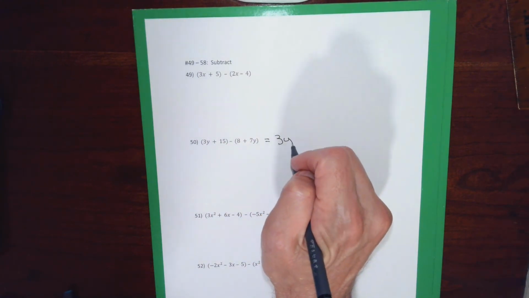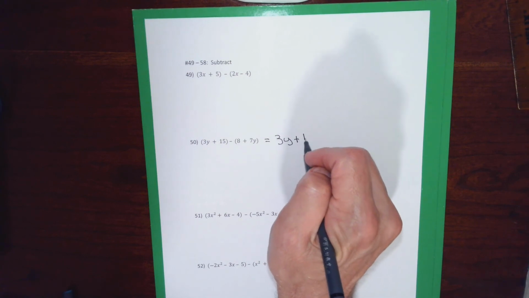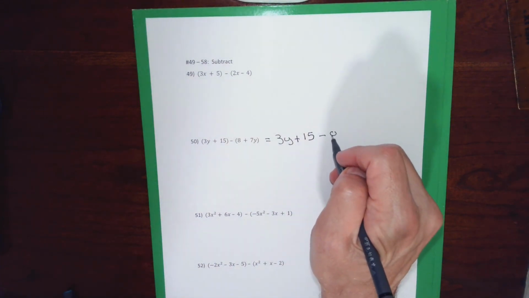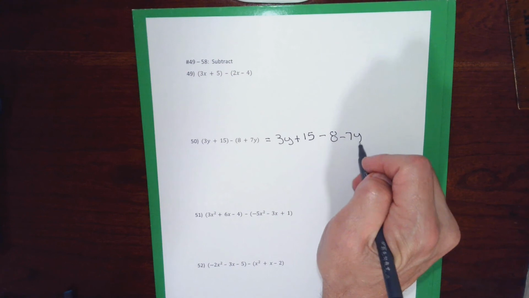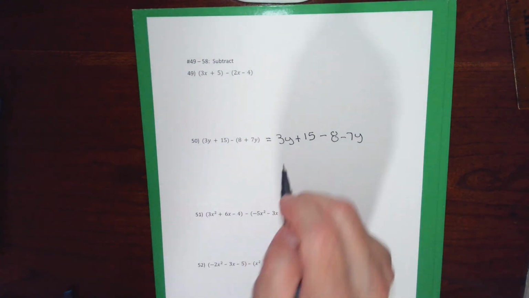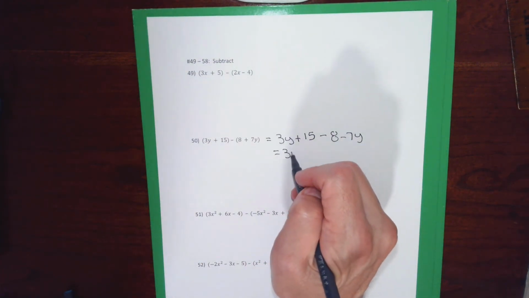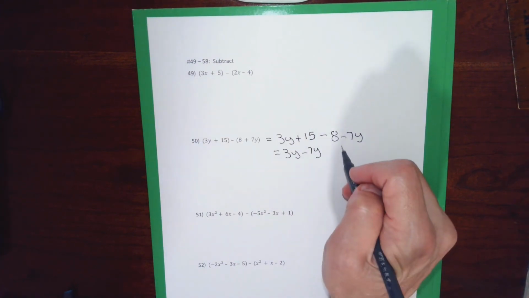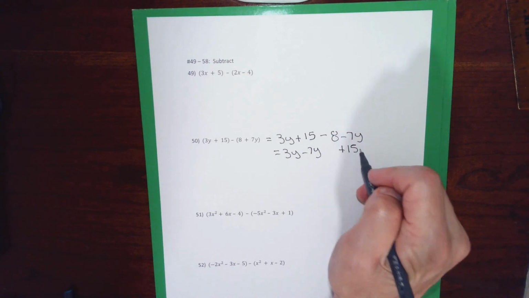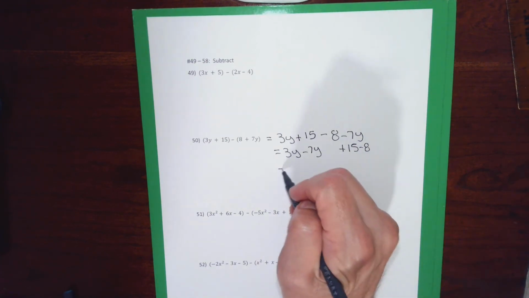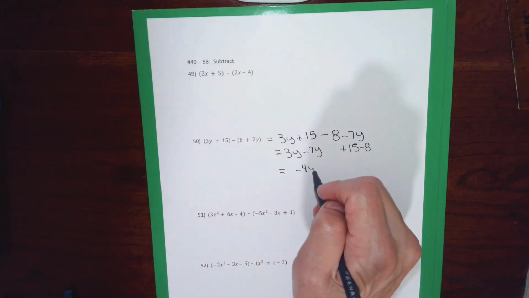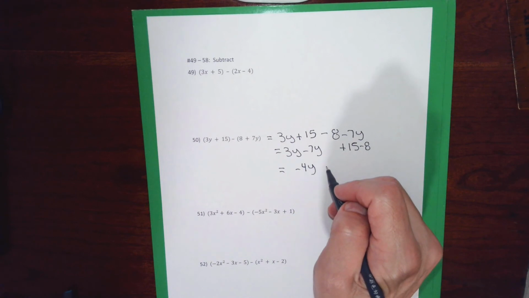first parentheses I can drop without changing the contents. Second parentheses, I need to flip both the signs, find the opposite of each term. So I'm going to make it minus 8 minus 7y. I can write an answer from here, but if you need to, show the grouping that needs to be done. This is going to be 3y minus 7y and plus 15 minus 8. The y term's going to be written first. The 3y minus 7y is going to be negative 4y. And 15 minus 8 is positive 7.